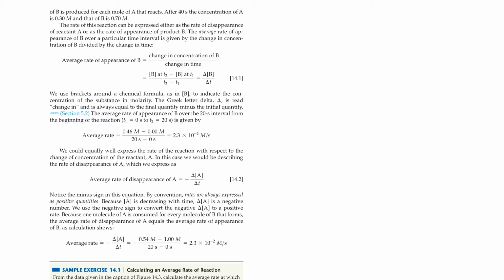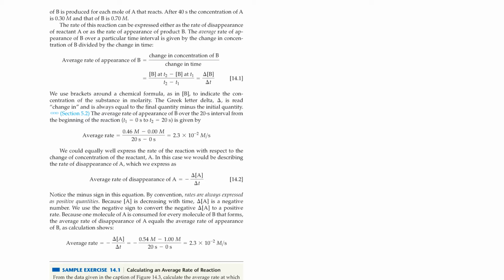The average rate of appearance of B over the 20-second interval from the beginning of the reaction, T1 equals 0 to T2 equals 20, is given by the average rate of B equals 0.46 molar minus 0 molar, over 20 seconds minus 0 seconds. That gives you a rate of 2.3 times 10 to the negative 2 molarity per second.